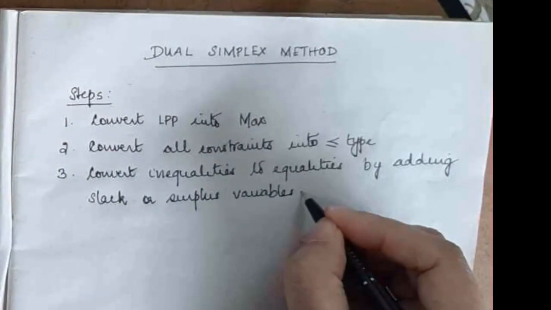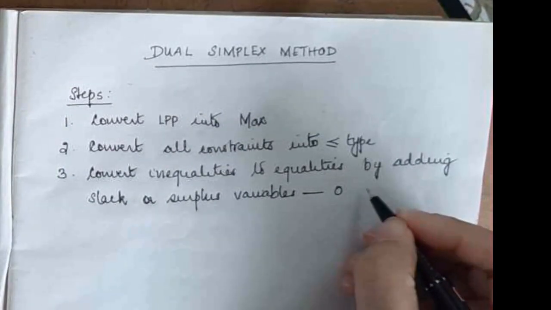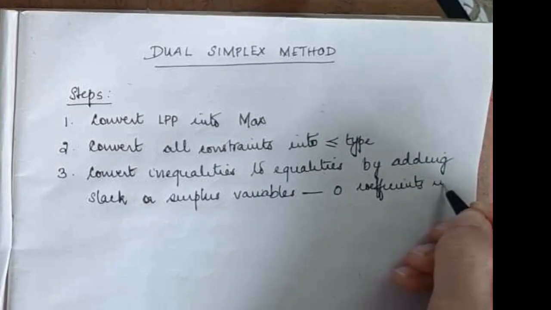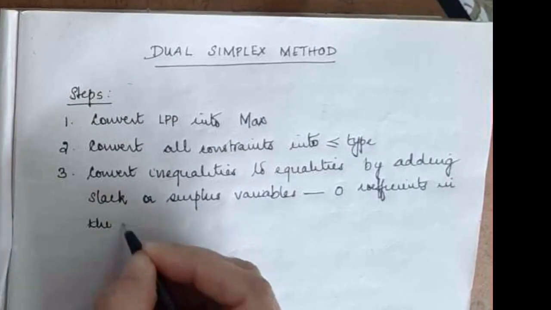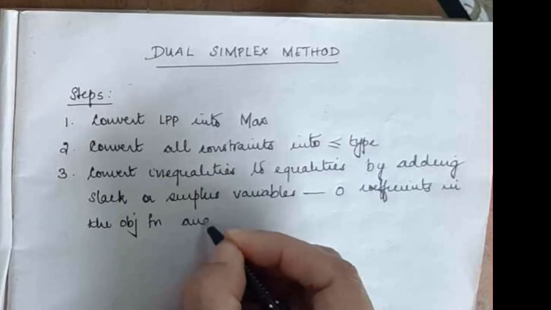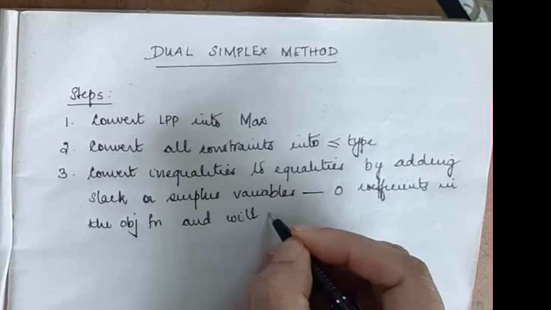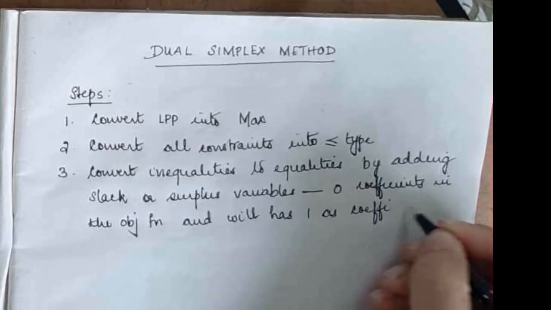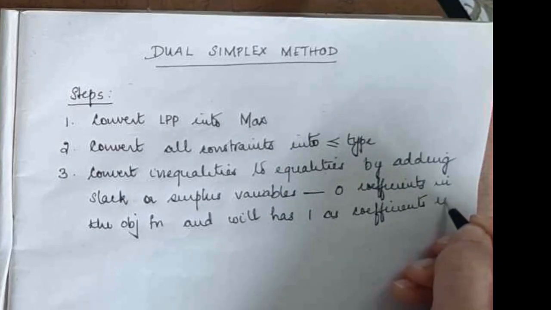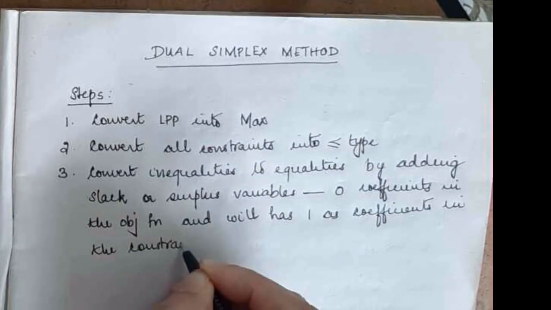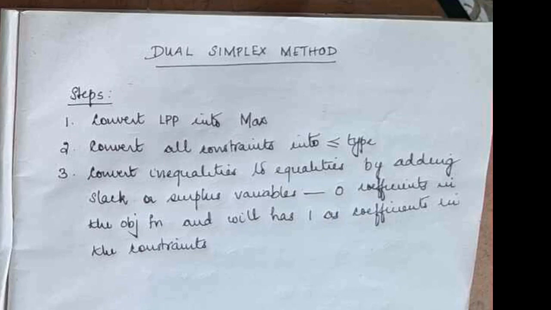And these slack and surplus variables will have zero coefficients in the objective function and will have 1 as coefficients in the constraints. Okay. That is the normal method that we did in any simplex method.